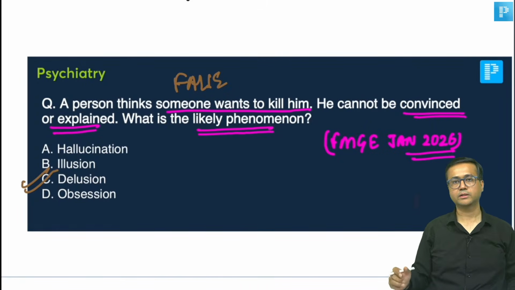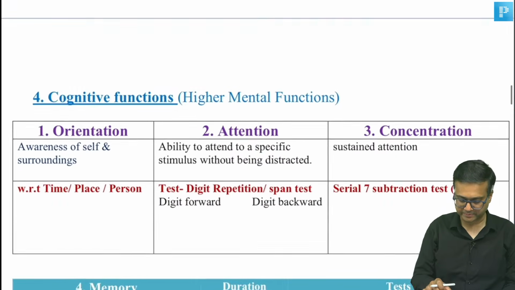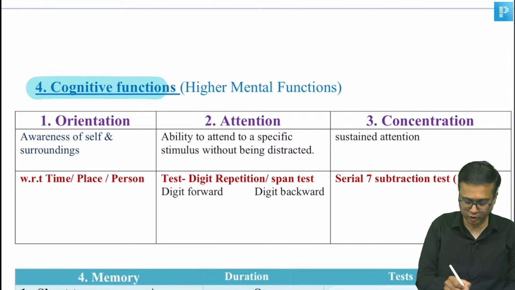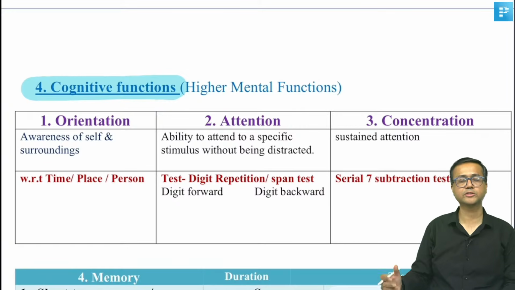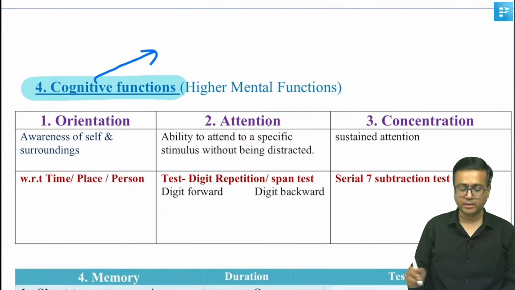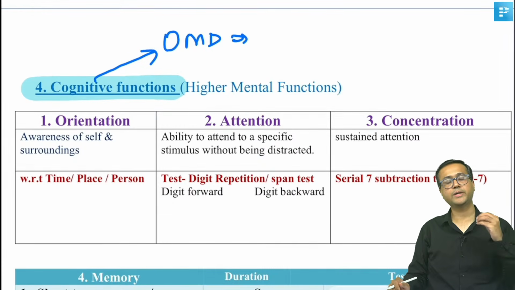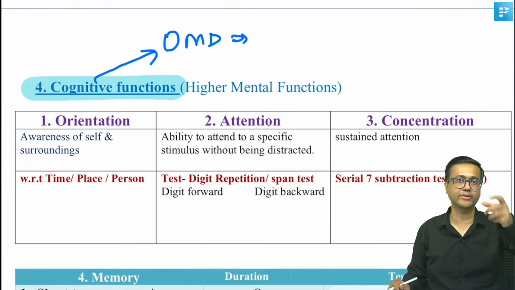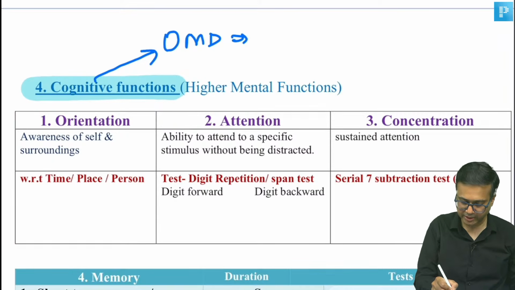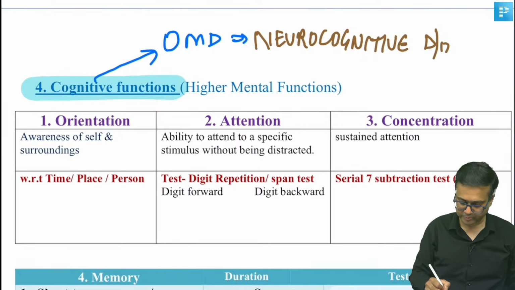Let's complete the headings of MSE now. Let's now talk about cognitive functions beta. So cognitive functions or higher mental functions we'll discuss, but a cognitive function ka first important point, remember, we are talking about organic mental disorders now. We know organic mental disorders now in both DSM-5 and ICD-11, but they have been given a new term which is neurocognitive disorders.